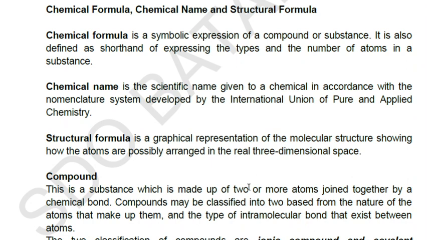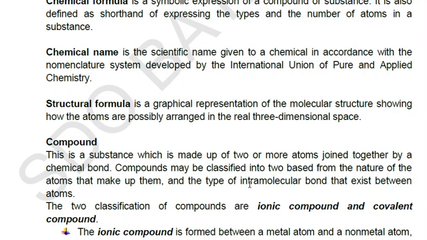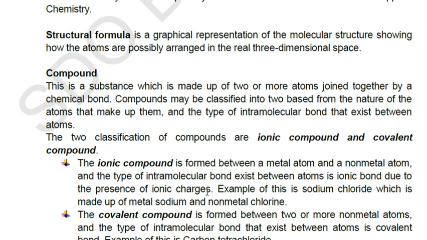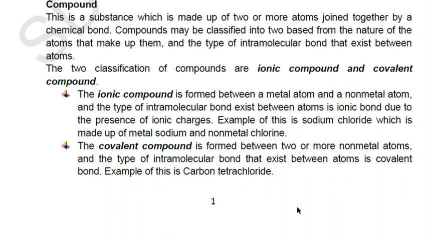So let's recall what a compound is. If we have two or more atoms joined together by a chemical bond, we call that a compound. And compounds can be classified into ionic and covalent. When we say ionic, it's a combination of a metal and a non-metal atom. This is the strongest of the bonds, formed between a metal and a non-metal. An example is sodium chloride, which is made up of the metal sodium and the non-metal chlorine.